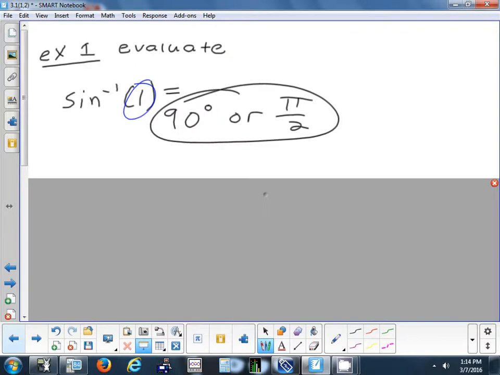Okay, on the test, I will ask you for a specific unit. I'll either say do it in degrees or do it in radians. Okay, on the homework, I don't think it says how to do it. So you can pick either one. Just make sure you know how to find both.